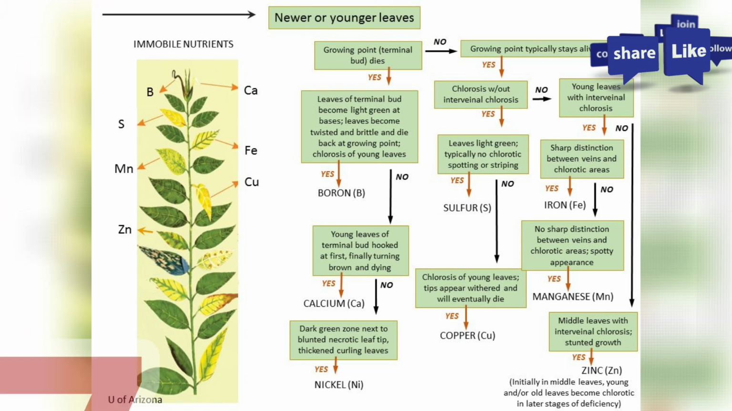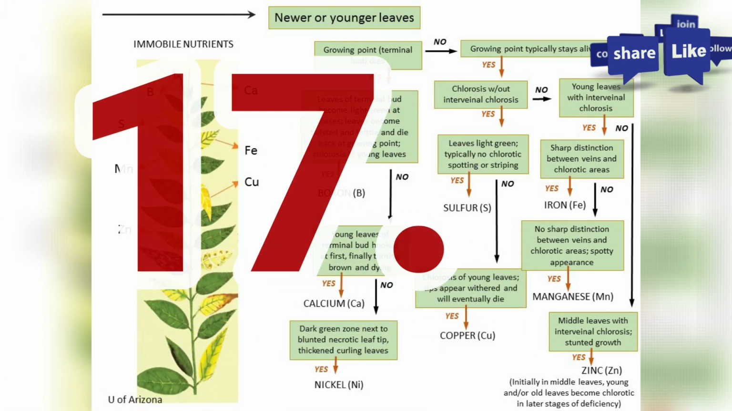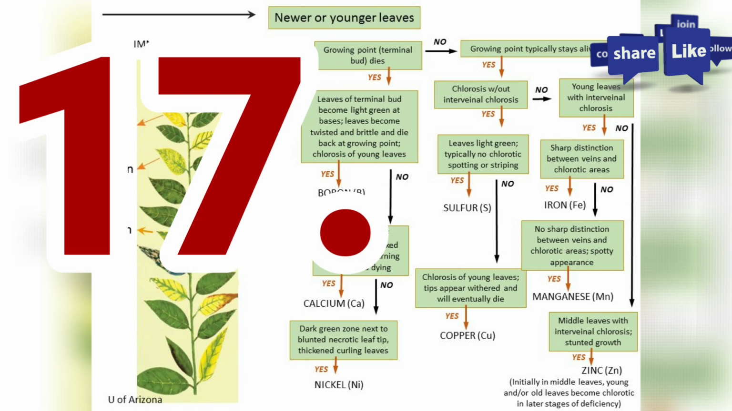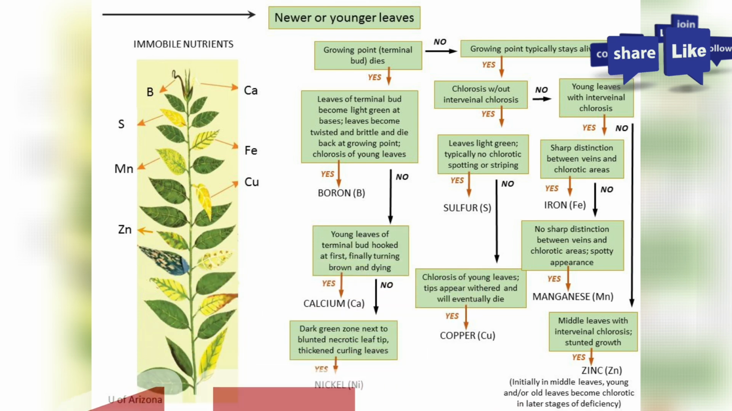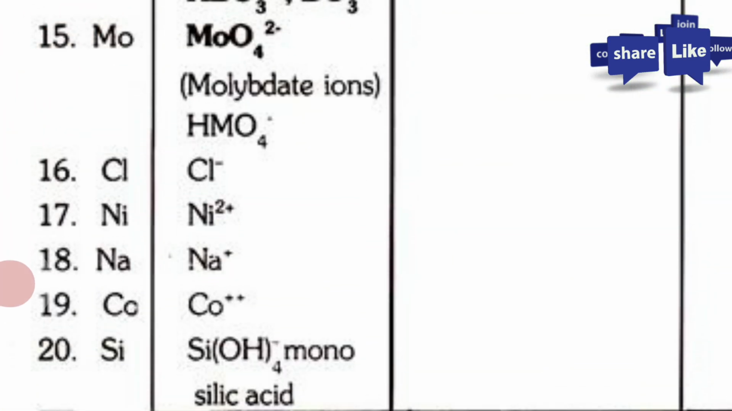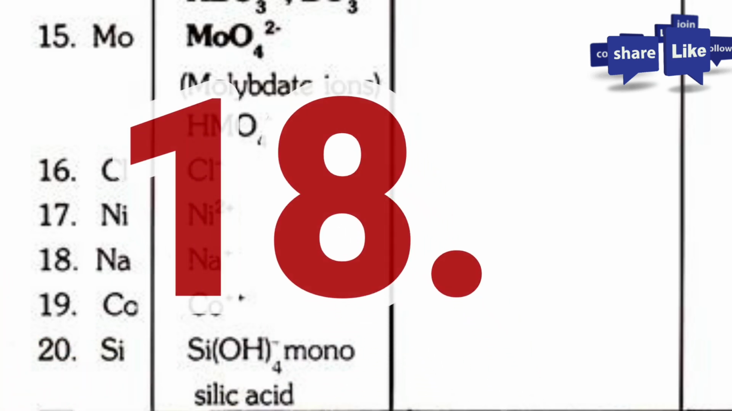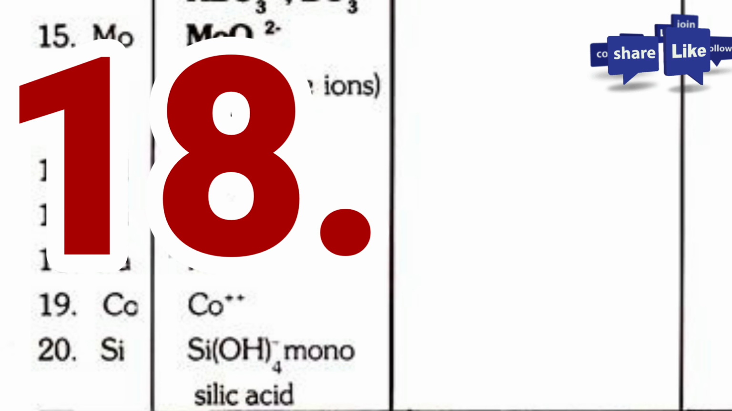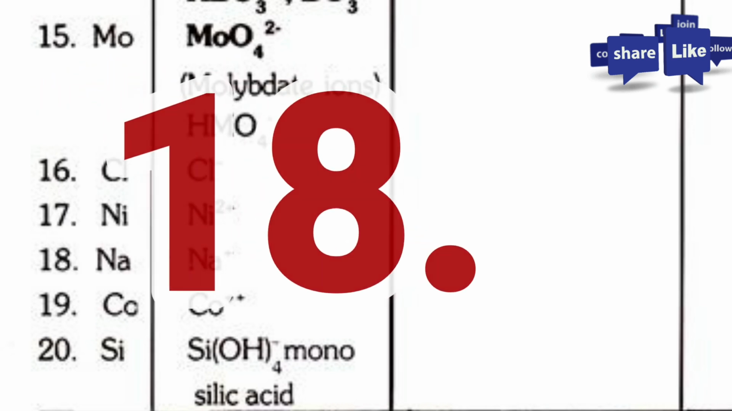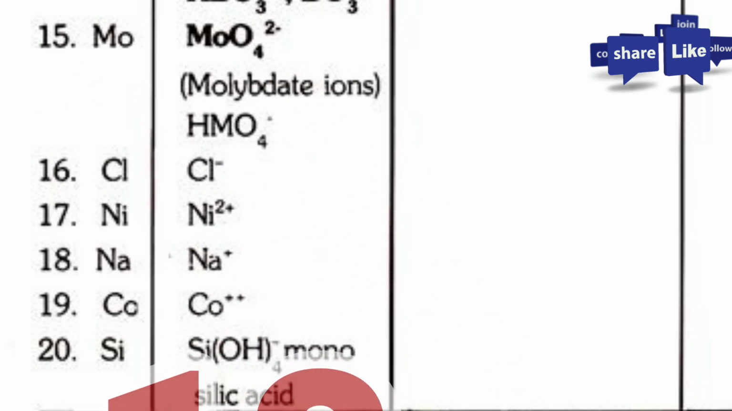Boron is absorbed as borate ion and tetraborate ion. It is required for pollen germination and carbohydrate translocation. Molybdenum is absorbed in the form of molybdate ion, and molybdenum participates in nitrogen metabolism as part of enzymes. It is present in nitrogenase and nitrate reductase.